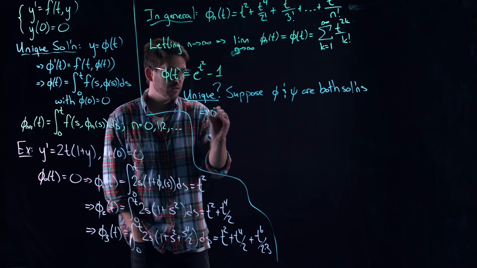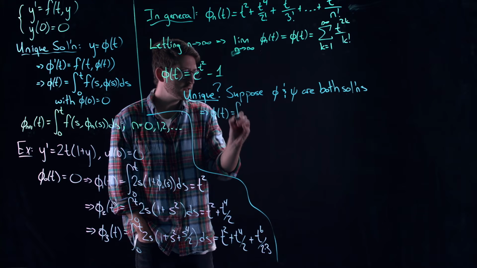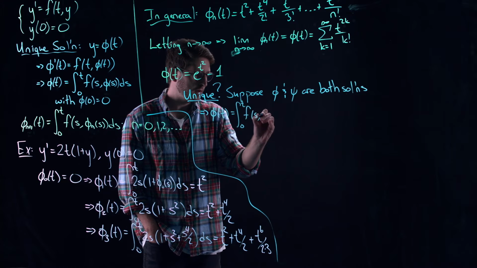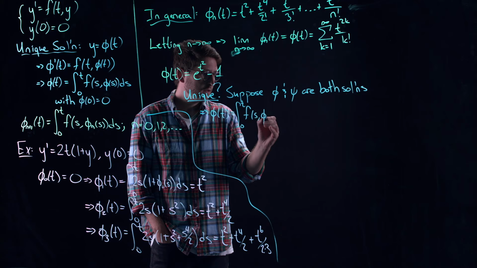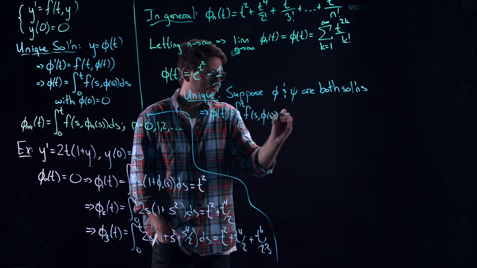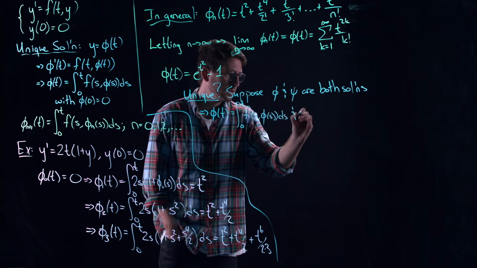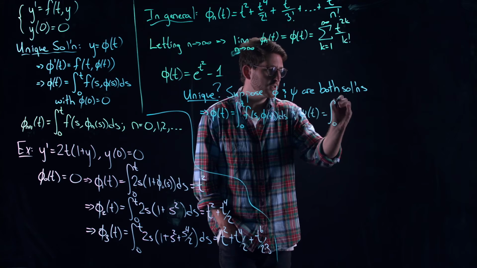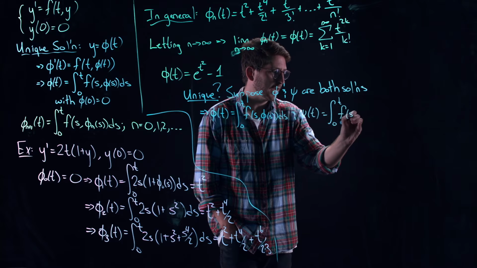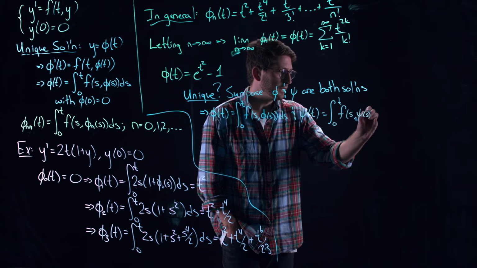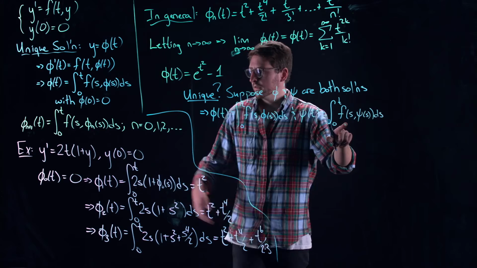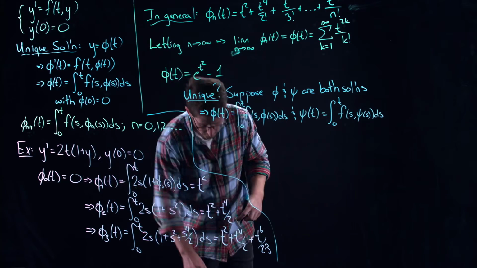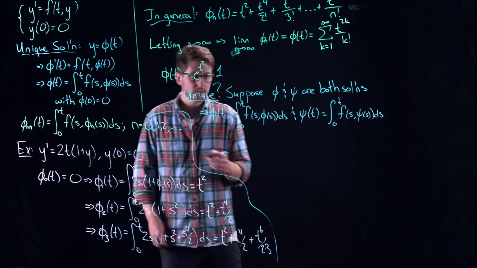This tells me phi of t is equal to this integral, f of s comma phi of s ds, and psi of t is equal to the integral from 0 to t of f of s comma psi of s ds. This is the sort of general piece. In this case, my f is known, so let's go ahead and do this.